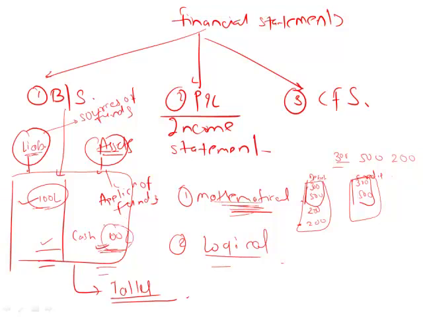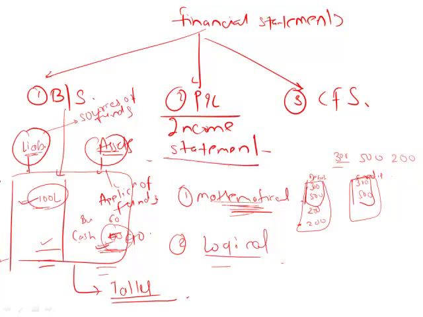If I decide that out of this 100 I want to purchase a building of 60, then my building would be 60 but my cash would be 40. But again my sources are 100, my application is 100. So there cannot be a scenario where your sources are more than the application or the application is more than the sources. These two always have to be the same as each other. That's why we say the balance sheet is going to tally. So the balance sheet is all about assets and liabilities.